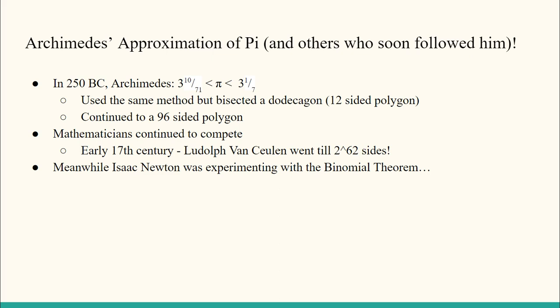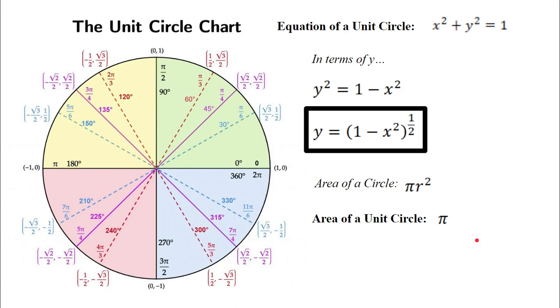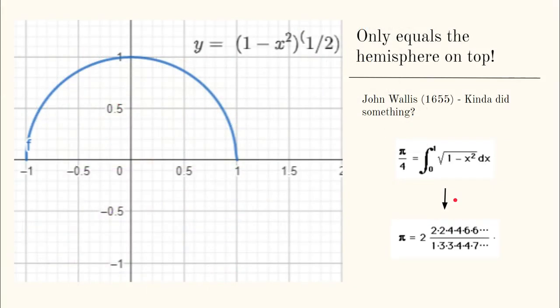But then Isaac Newton showed up with his binomial theorem way, and this made things so much easier. So he and this other guy named John Wallis, they both saw that the equation of the unit circle can be rewritten in terms of y like this. And then a quick side note, area of unit circle is pi. We need to remember that for later. But anyways, when they did, they realized that it equals the hemisphere on top.